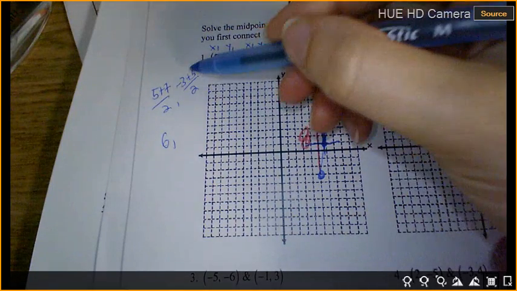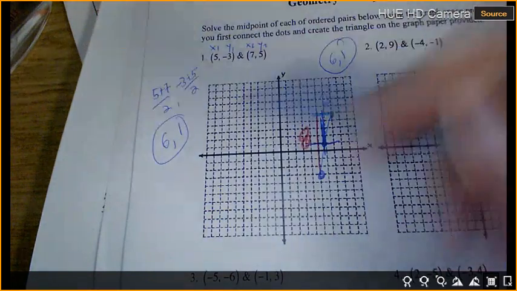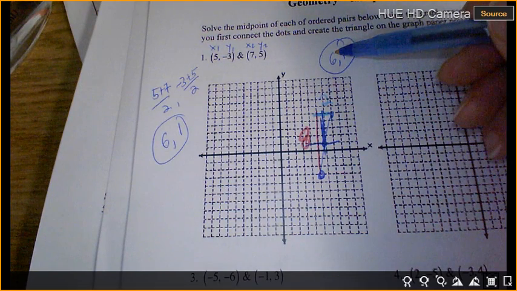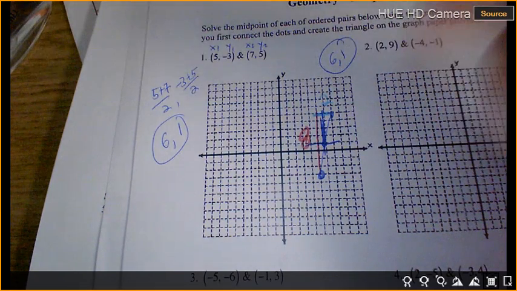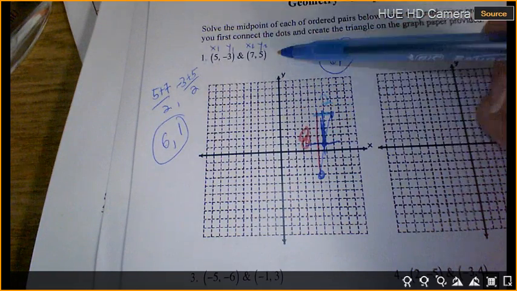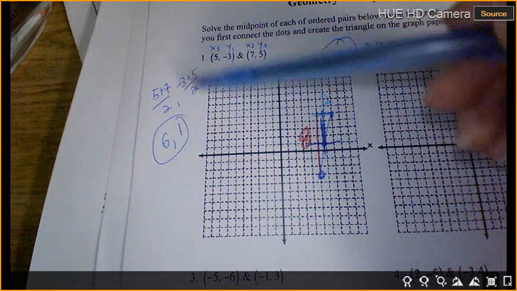Negative 3 plus 5 is 2. 2 divided by 2 is 1. See how I got the same answer? This is graphically. If that way didn't make sense to you, don't do it. This is algebraically. This is the formula that I gave you on your paper: x1 plus x2 divided by 2, y1 plus y2 divided by 2.